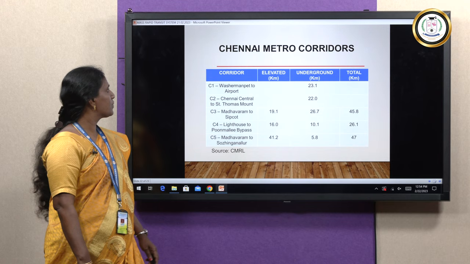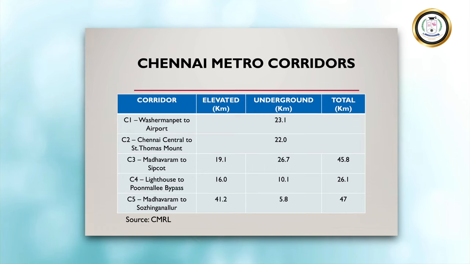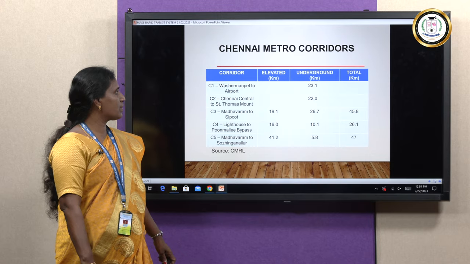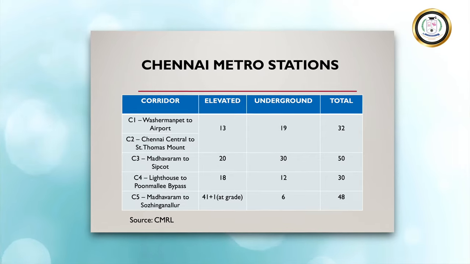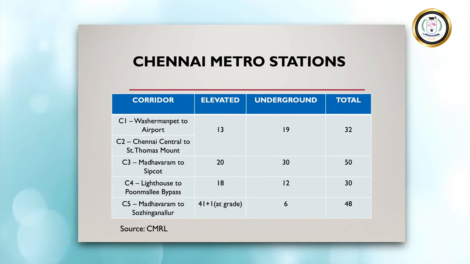So the table shows the length of the Phase 1, Phase 2, Phase 3, Phase 4 and Phase 5 Chennai Metro Rail corridors, covering the elevated lines as well as the underground lines. And this tabulation explains the Chennai Metro stations of different corridors.